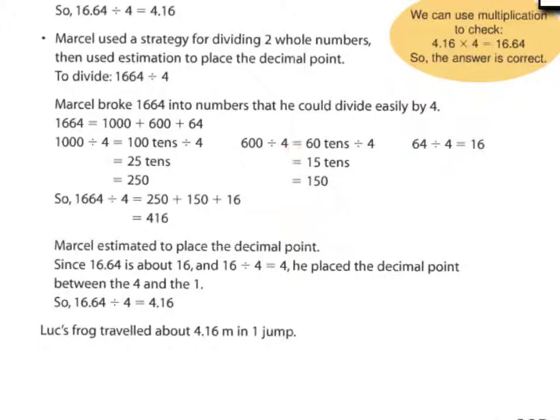600 into 4 groups, he knows is 150. And 64 into 4 groups, he knows is 16. He's added those all up to make the 416. And again, 16 divided by 4, using that estimation strategy, is 4, so he knows he has to place his decimal right after the 4 to make it as close to 4 as possible.